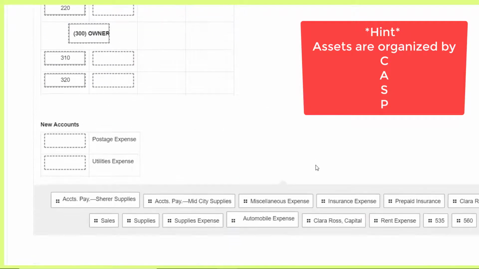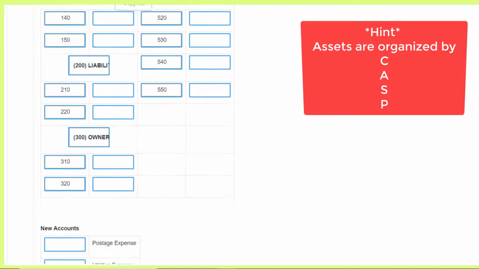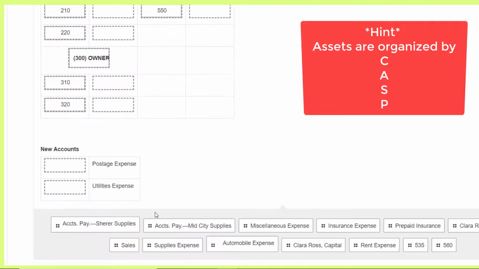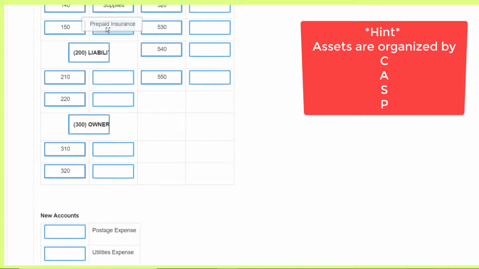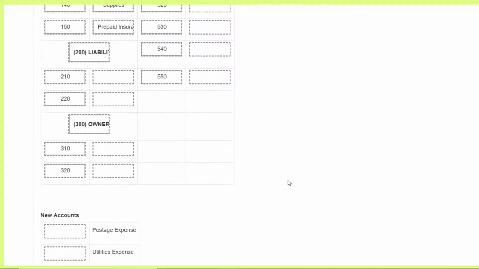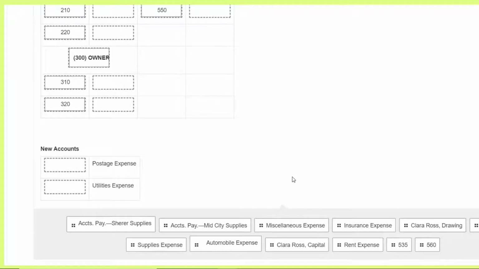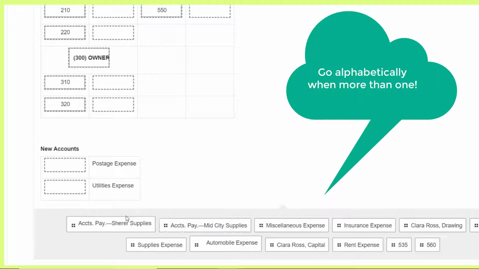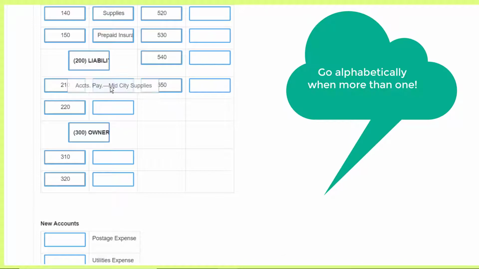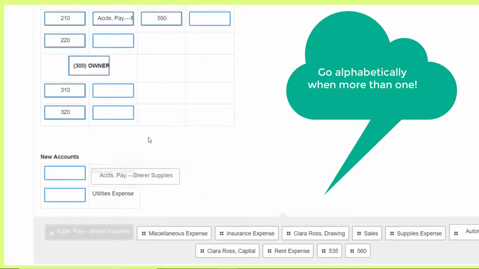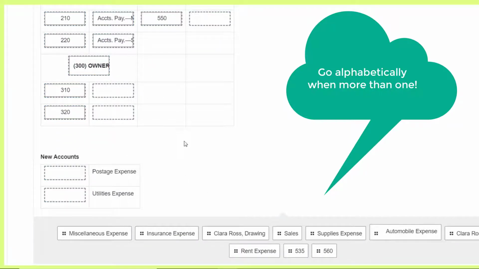So I'm on the S, which is supplies. And then the P in CASP is prepaid insurance. The only type of liability I'm going to have is accounts payable. And again, if there's two, I go by alphabetical order. So M comes before S. So I'm going to go accounts payable Mid-City Supplies first, and then Shearer Supplies second.